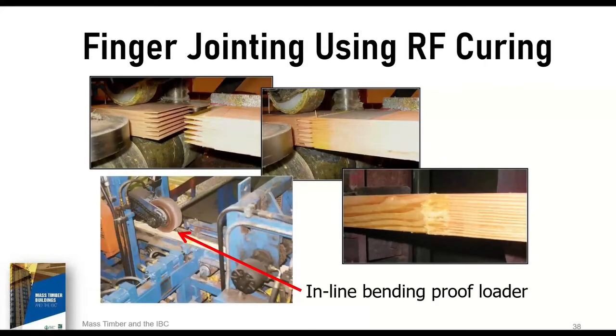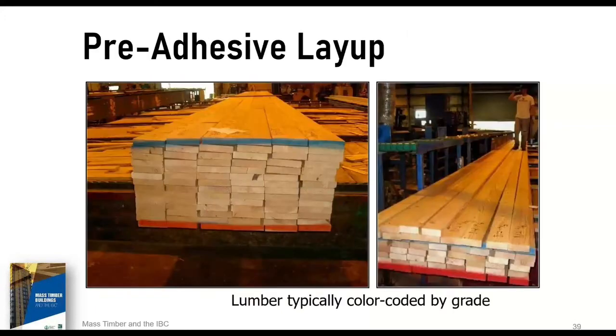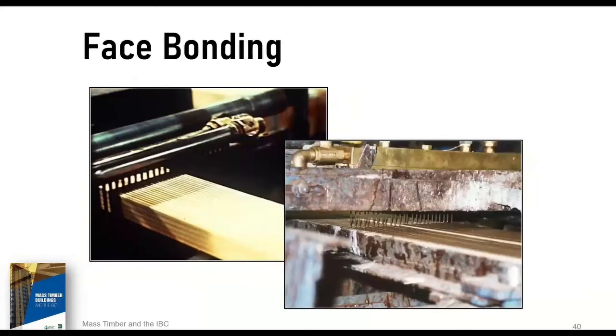This is a graphic, a number of pictures that we put together showing the finger jointing, microwave curing, and inline bending check associated with longer finger jointed individual laminations that are included with long glulam beams. Here's a pre-adhesive layup. There's a couple pictures showing the dry layup of glulam. Couple more pictures showing the face bonding step during the glulam manufacture.